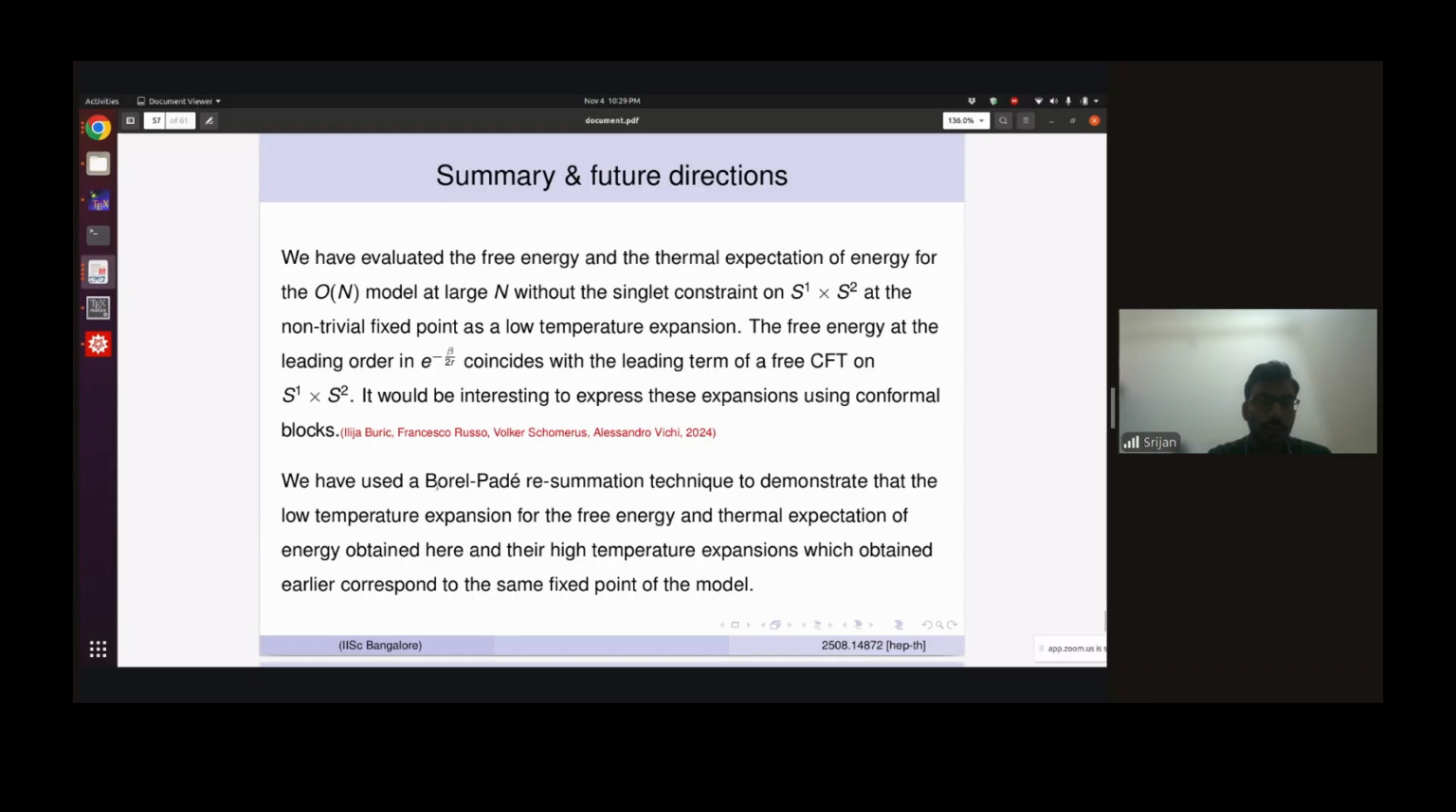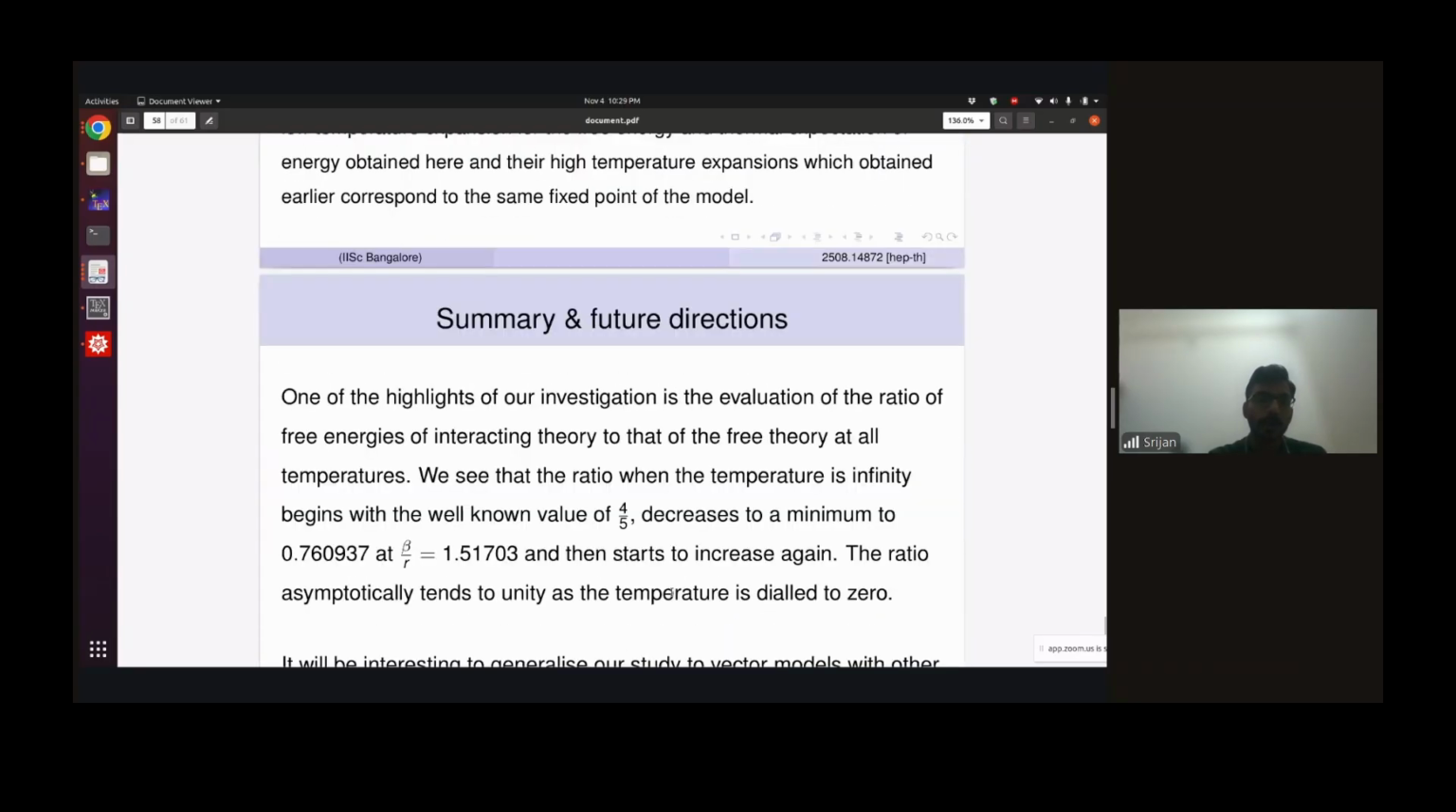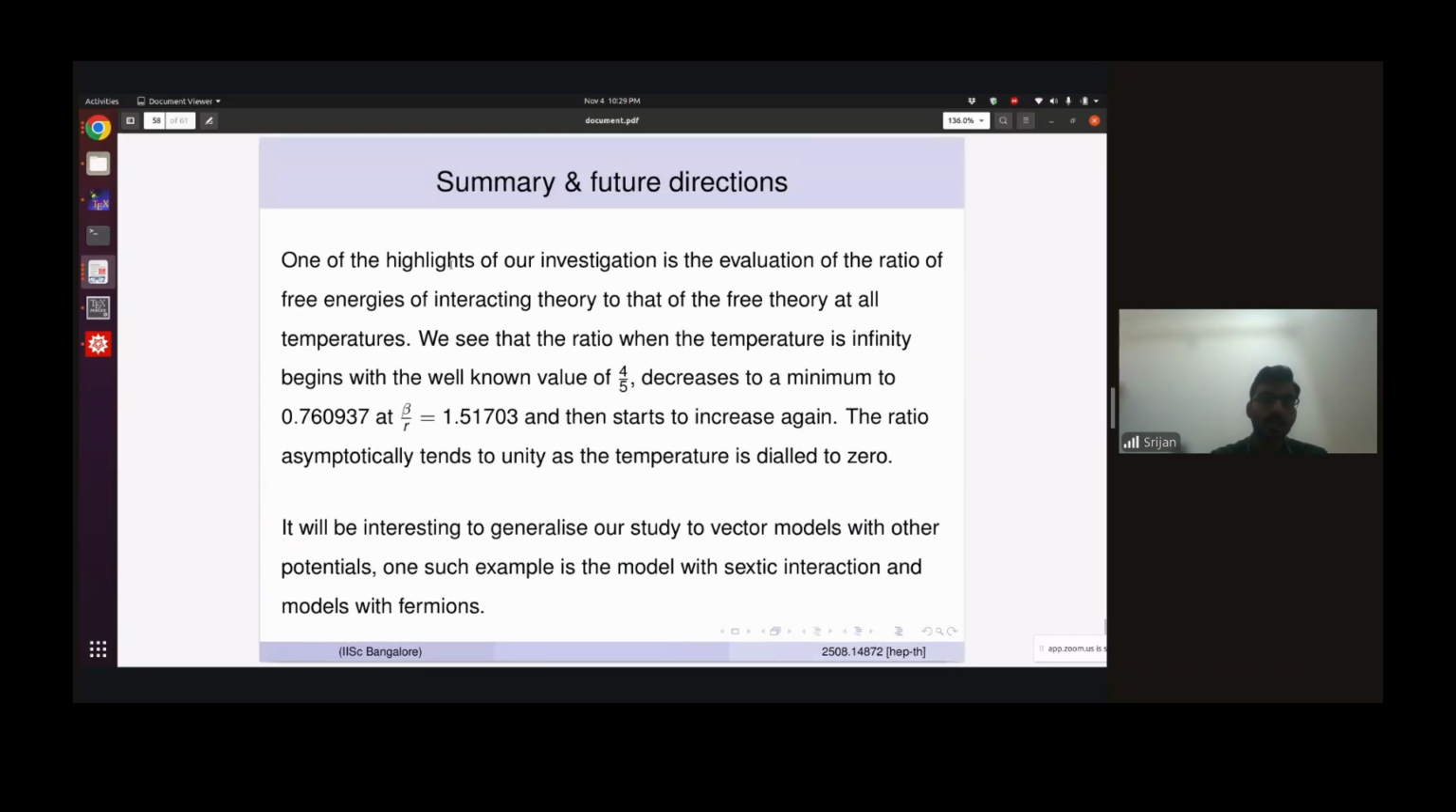Then we have used the Borel-Padé resummation technique to demonstrate that the low temperature expansion for the free energy and the thermal expectation energy obtained here, and their high temperature expansions obtained in our earlier work, correspond to the same fixed point of the model. And as a highlight of our work, we have investigated the ratio of the free energies of the interacting theory to that of the free theory at all temperatures, or for all values of beta by r.